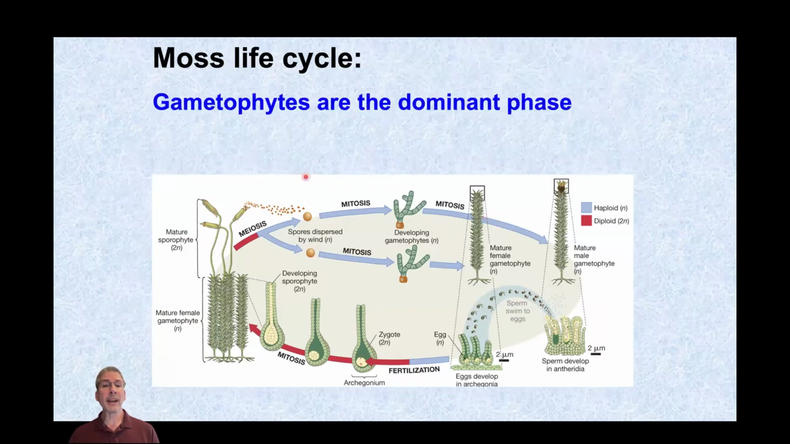Initially, I just want to point out that the gametophytes, recall that's the green leafy photosynthetic portion, we see those here. Those are the dominant phase of the life cycle in mosses. The sporophytes, these thin brown structures, those actually rely entirely on the gametophytes for their existence because they get all their nutrients and so forth from the gametophytes that they grow from.